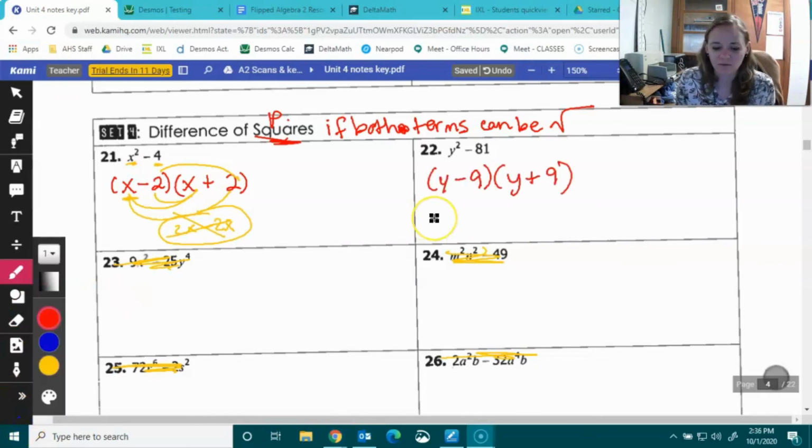Alright, hopefully that was not too bad. Square root of y squared is y. Square root of 81 is 9. So y minus 9 and y plus 9 would be your two factors. Okay? Alright, so that's it for the factoring refresher.